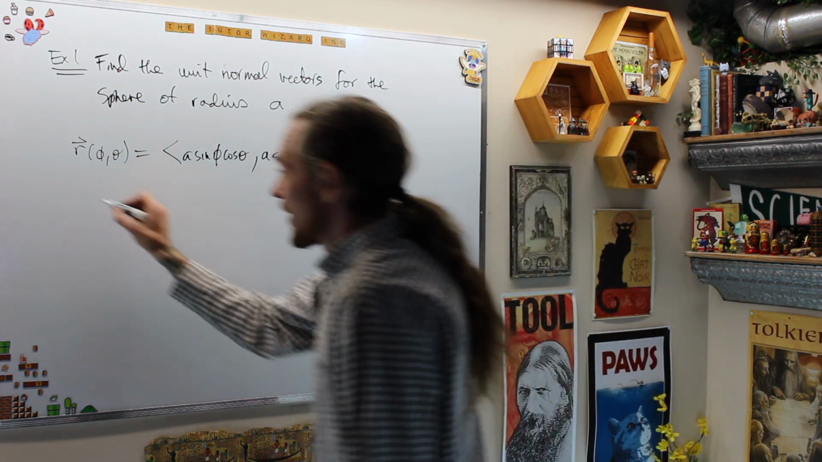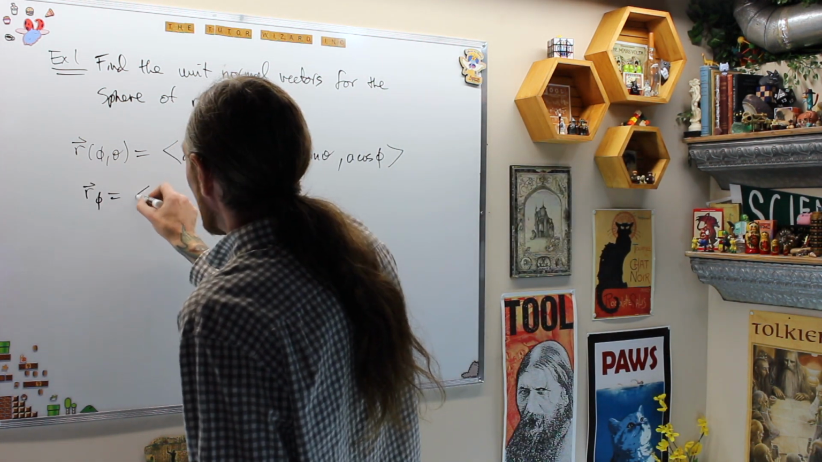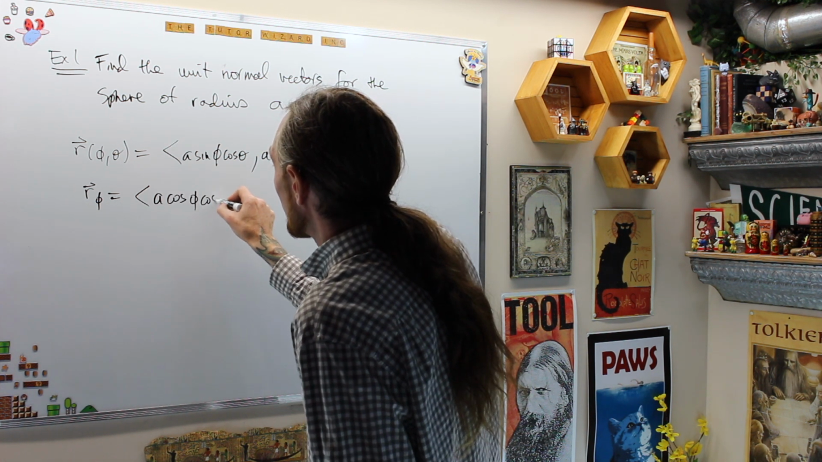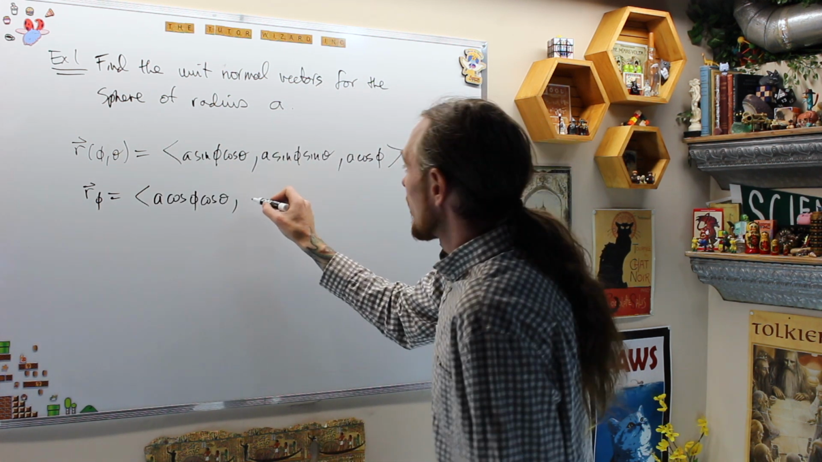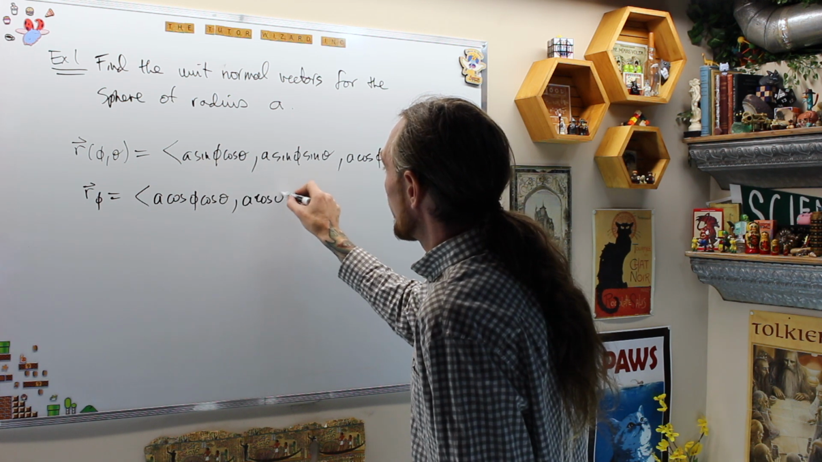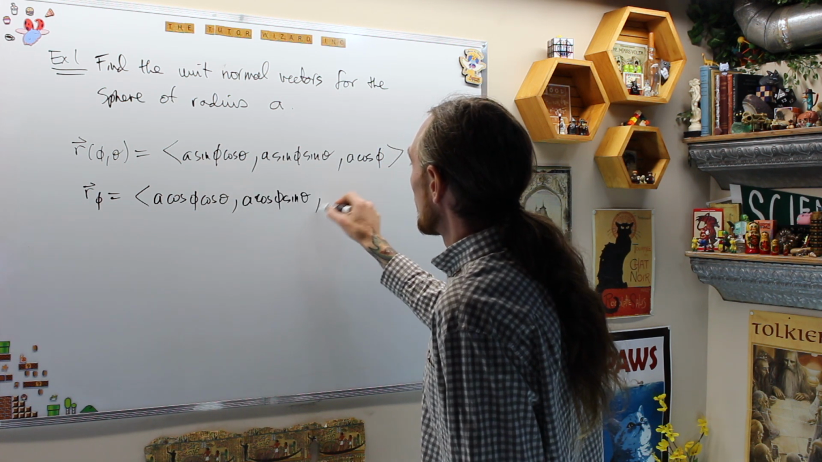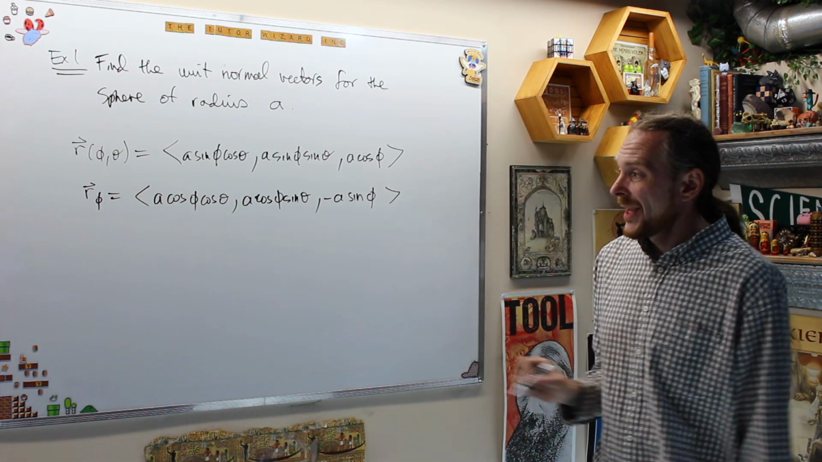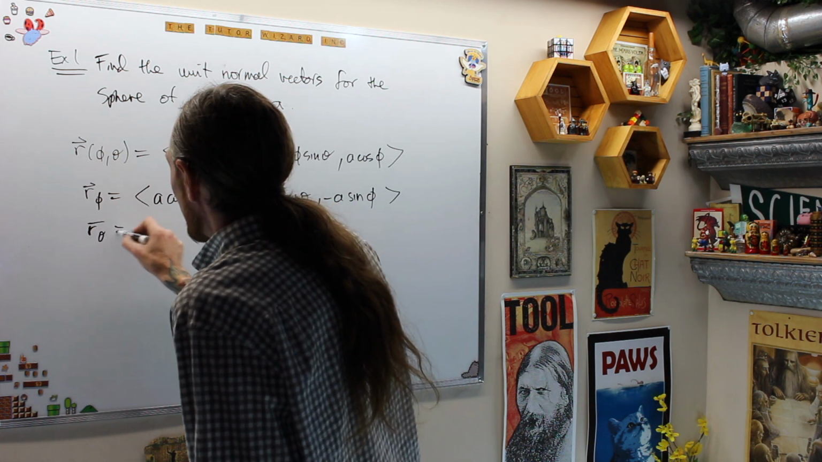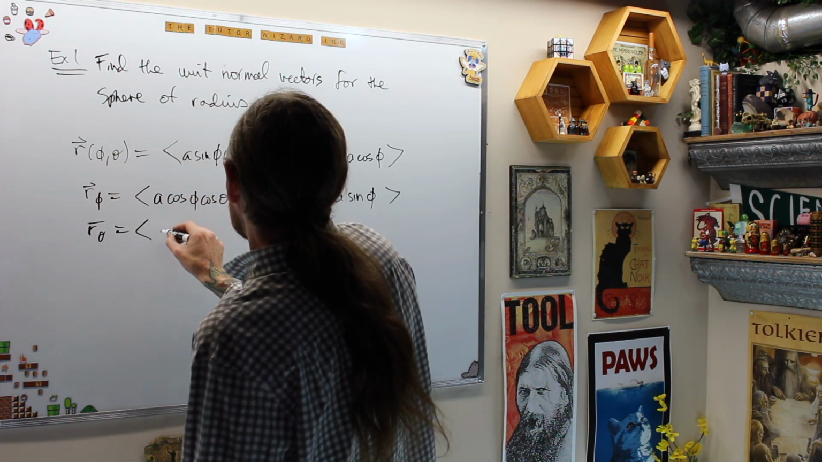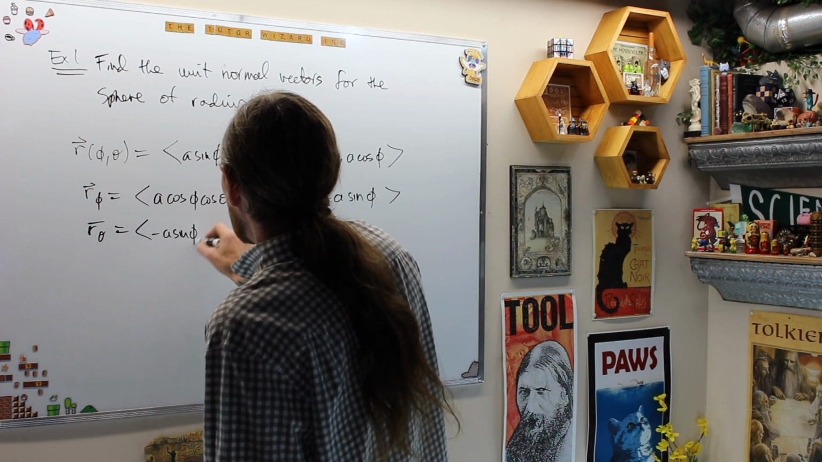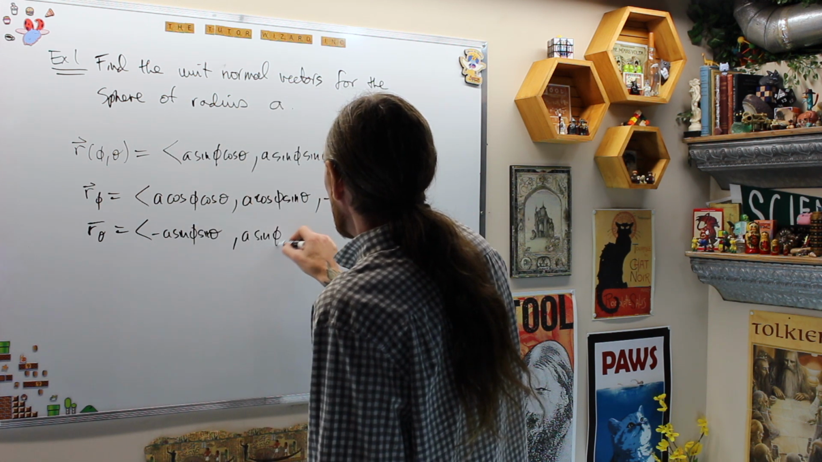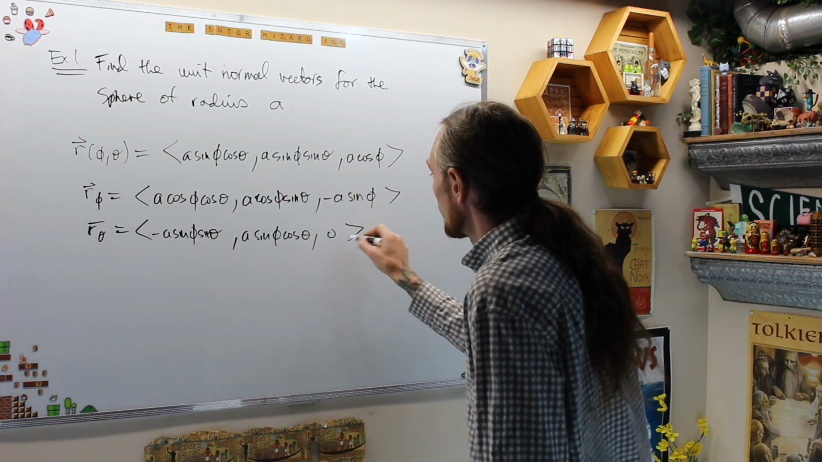Then what do I need? I need r phi and r theta. r phi is equal to a cos phi cos theta, comma, a cos phi sine theta, comma, negative a sine phi, and then r theta is equal to negative a sine phi sine theta, a sine phi cos theta, 0.